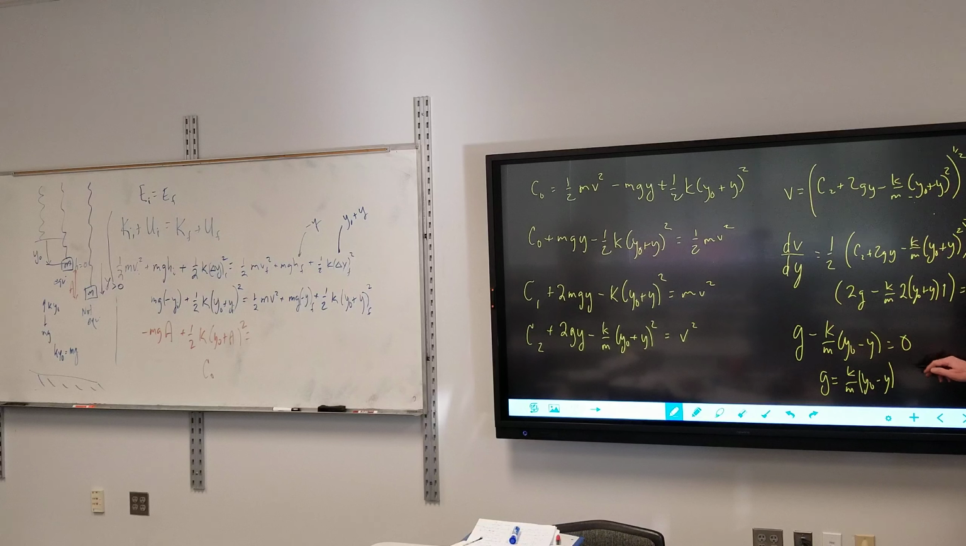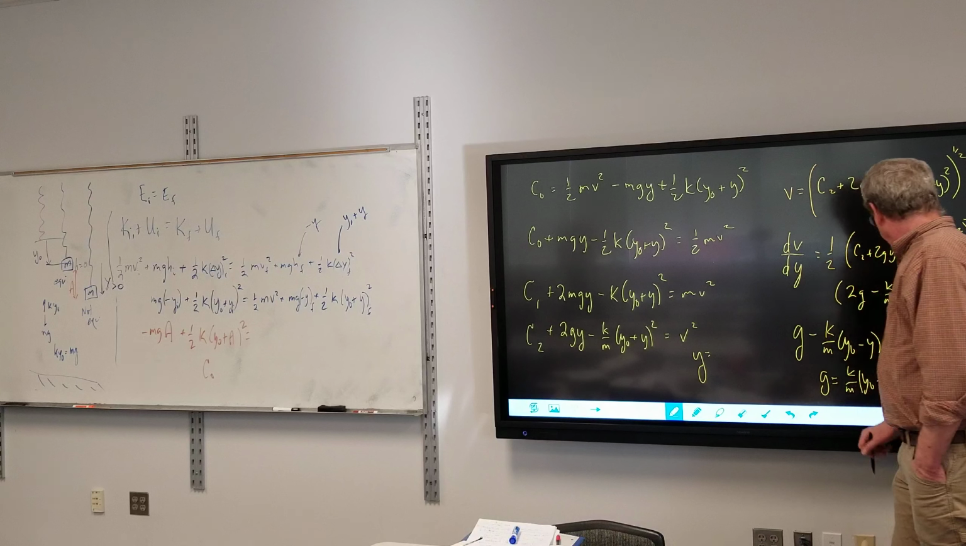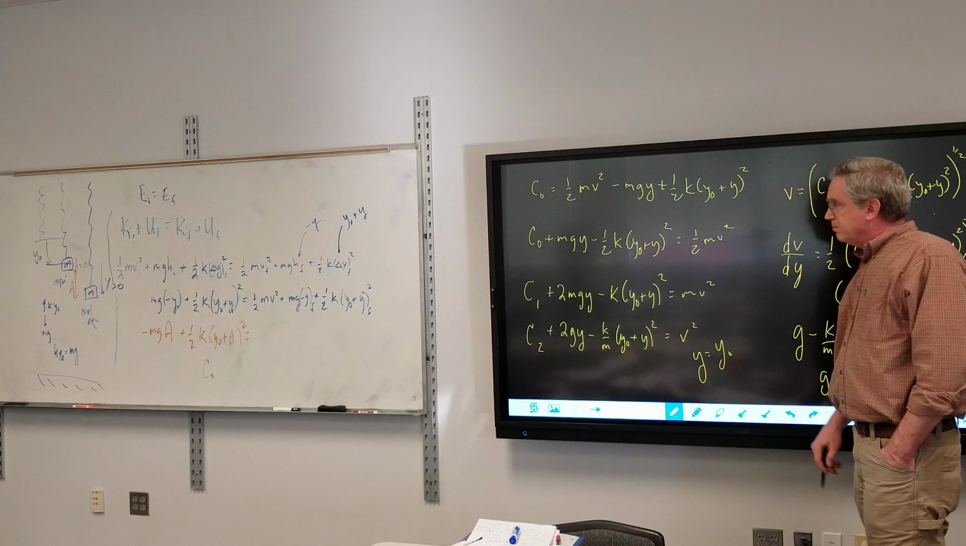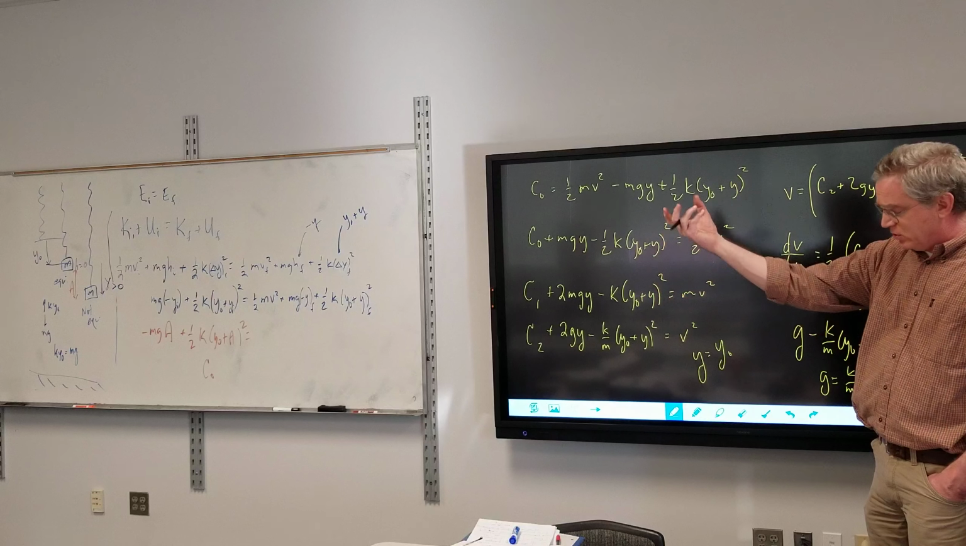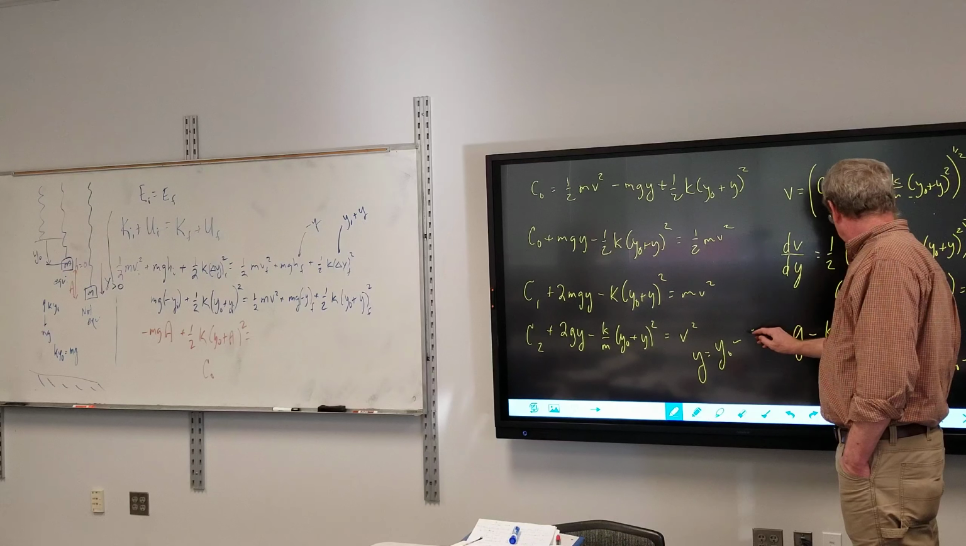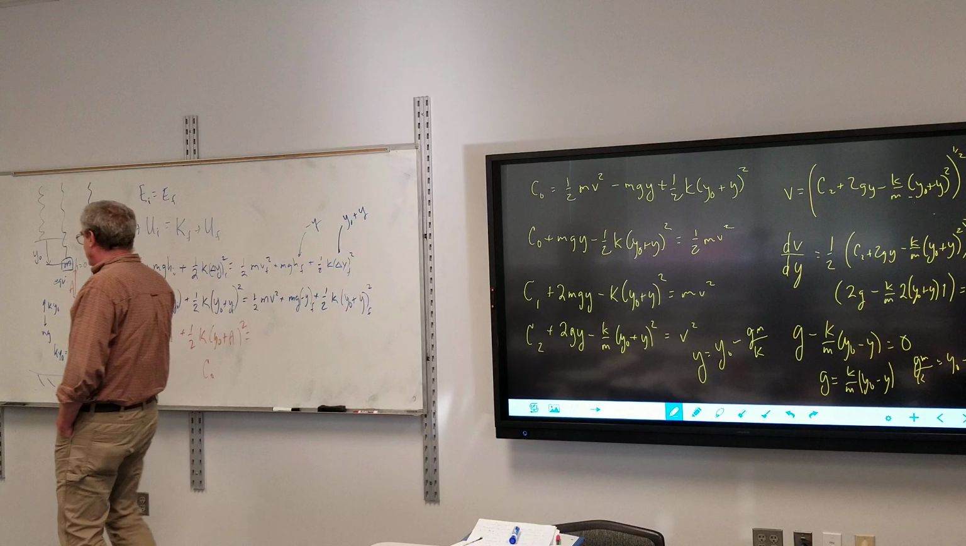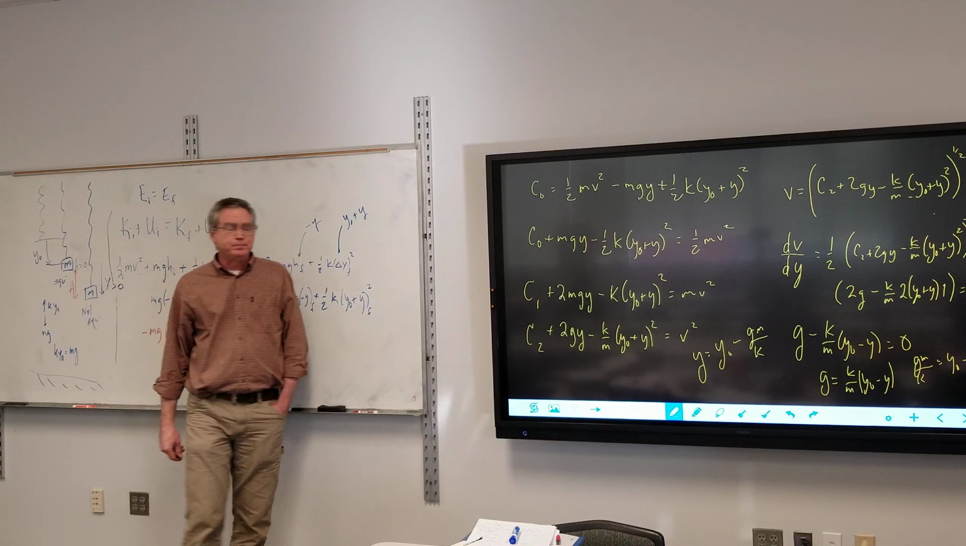Then we get, I'm going to multiply by m over k, so we got gm over k equals y naught minus y. So we end up with y is equal to y sub naught, again, how far the spring is stretched to be in equilibrium with a mass attached to it, minus gm over k. And looking over here, gm over k is just y naught.